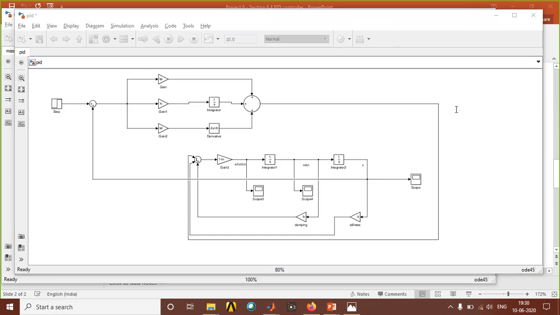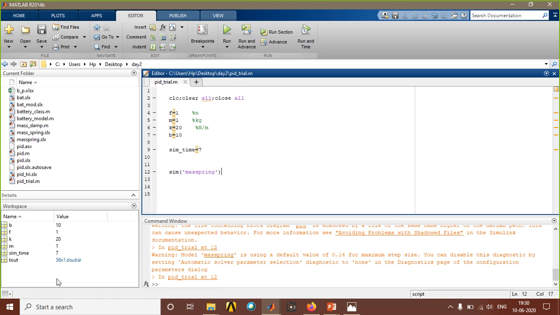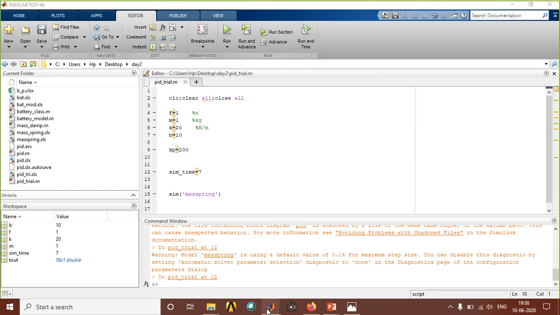why are the controllers in parallel, not in series? Because we are going to add them, you are not going to multiply them. Okay, fine. So go for scripting. Here I am going to add those constants KD, which means, sorry, KP, which is the present error term. 200.